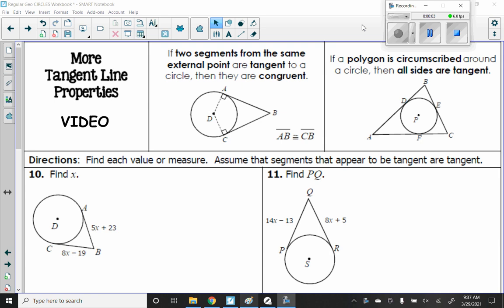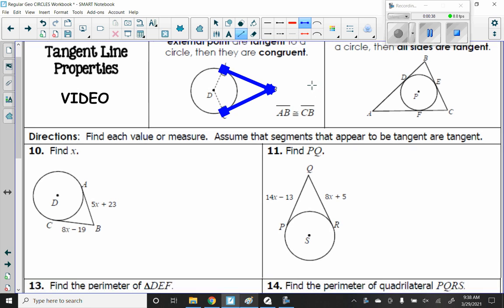All right, so we're going to piggyback on to tangents real quick to make a short video on the more tangent line properties video. You have your two properties at the top here. When you get two tangent lines that come to a common intersection, like AB and CB, both have an endpoint in common, that would be B, those two pieces are equal.